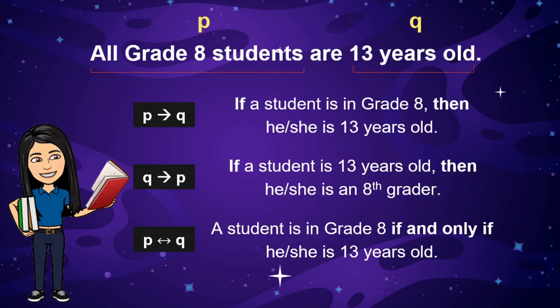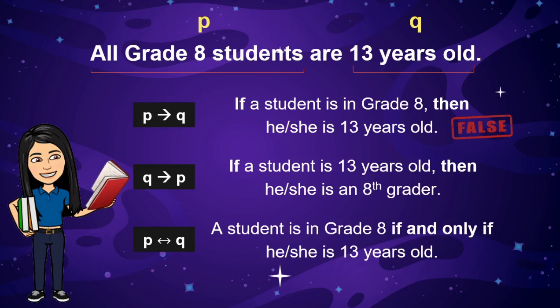But if we're going to check kung true or false siya, na-discuss na po to, hindi ko na masyadong i-elaborate. Na-discuss na to sa previous video. Yung first statement natin ay false. Kasi, bakit? Hindi lahat ng grade 8 students are 13 years old. Even you could be a grade 8 student, pero 12 years old ka pa lang, or pwedeng 14, 15, and so on. So, the first statement is false.